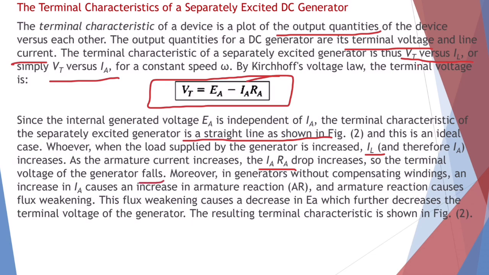Moreover, in generators without compensating windings, an increase in IA causes an increase in armature reaction, and armature reaction causes flux weakening. This flux weakening causes a decrease in EA, which further decreases the terminal voltage of the generator. The resulting terminal characteristic is shown in figure 2.